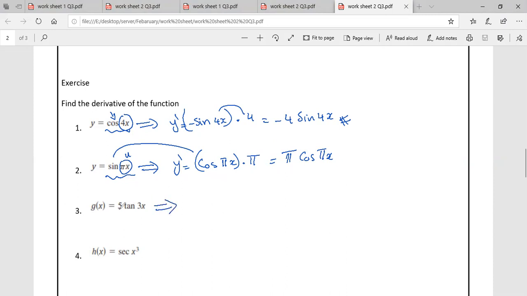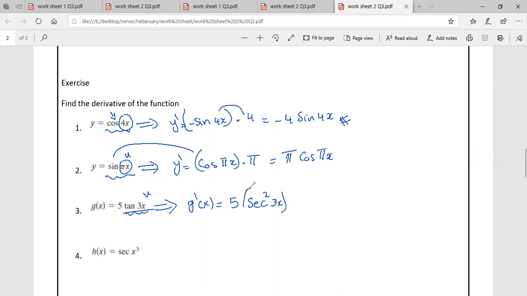Here is the next one. That is a chain rule. I'll apply the chain rule. The derivative of the function g of x, g prime of x, will be the constant multiplied by the derivative of this function. What is the derivative of tan? Secant squared of, what is the function here? u, that is my inner function, 3x.